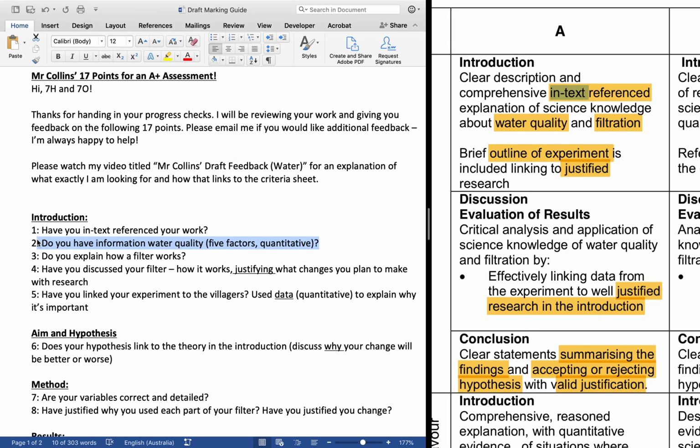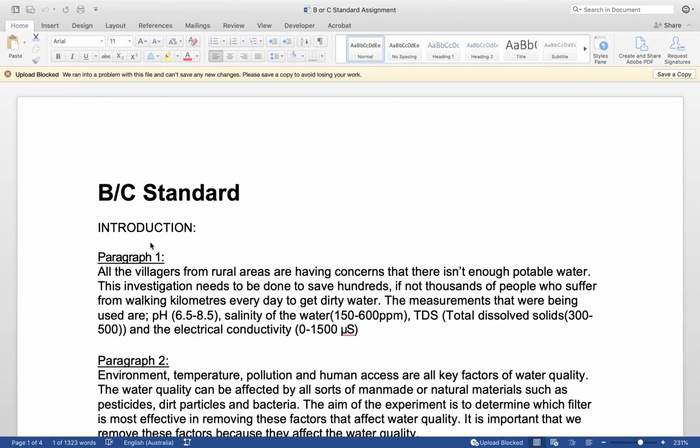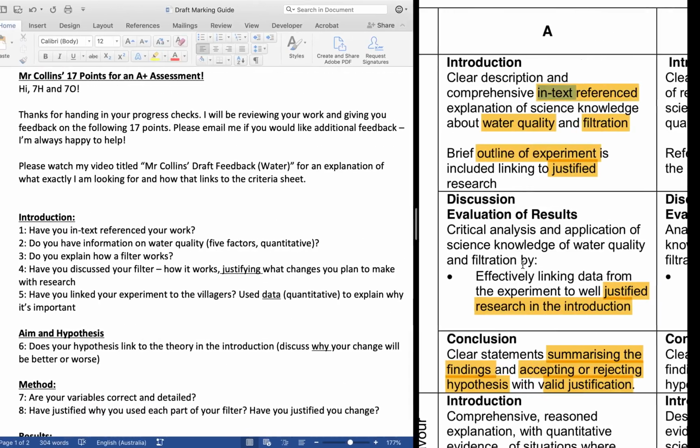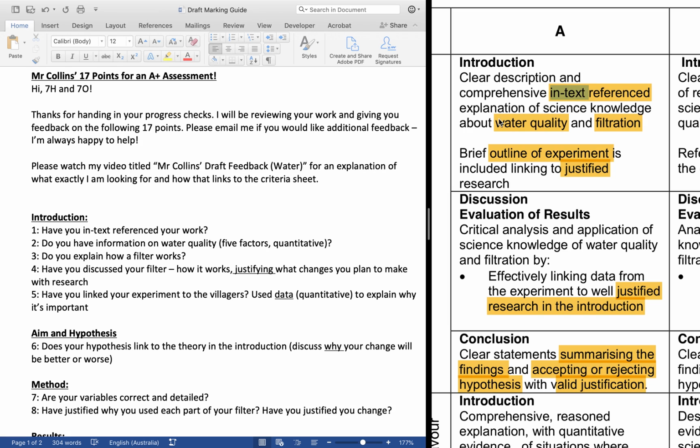Now, do you have information on water quality? Now, when I mean water quality, I'm talking about our 5 factors, and I want that to be quantitative. This student here, the B student, let's just see how that relates to the criteria. Can you see how it says water quality here? So I'll be marking on you. If you have information on water quality, if you don't, you can't get an A.